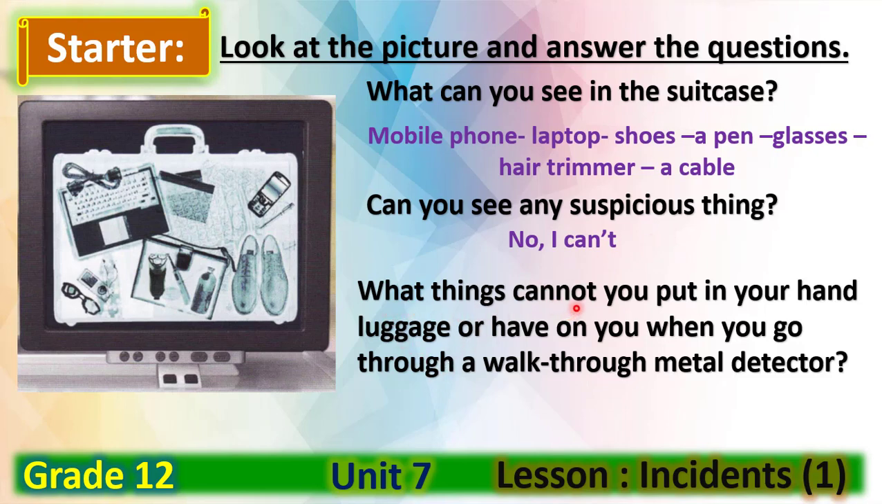What things can't you put in your hand luggage or have on you when you go through a walk-through metal detector? What things? Good. Any metal or sharp objects. Great.